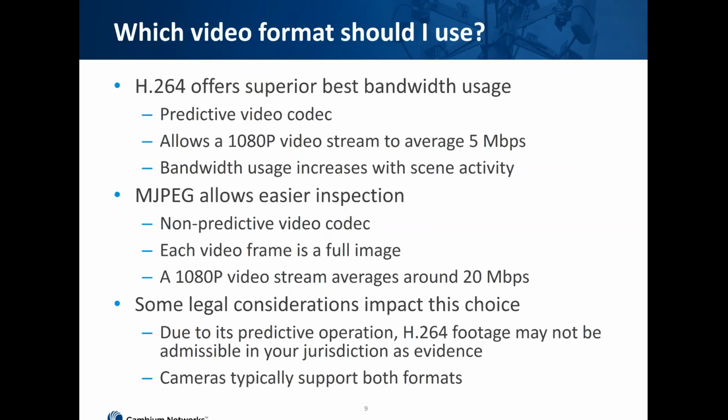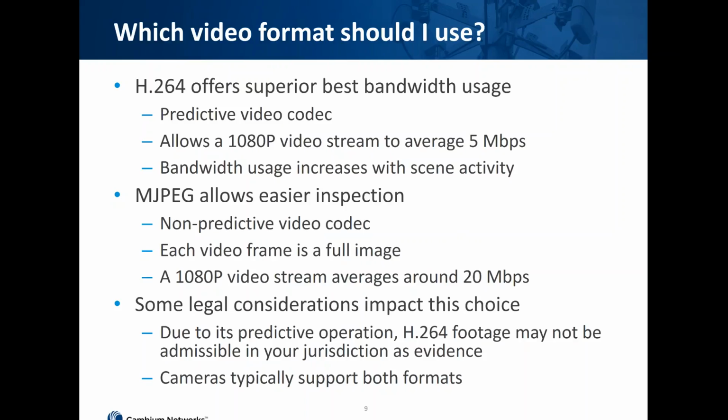Primarily is the bandwidth usage. Typically a 1080p video stream, even with the inclusion of stereo sound and a moderate bit rate, tends to average around 5 megabits per second from my experience with H.264. That's assuming a reasonable amount of movement in the scene. You notice I call it a predictive video codec there.